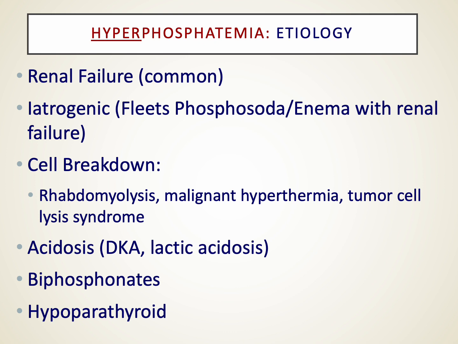For hyperphosphatemia, almost always this is related to renal failure, and we manage these with phosphate binders usually, but it could be related to something we do. For example, Fleet's enemas, phosphosoda enemas, have a lot of phosphate in them. We would want to avoid those in patients with renal failure. We could also have elevated phos in rhabdomyolysis or malignant hyperthermia, or as we talk about in the oncology block, tumor lysis syndrome. We also could see hyperphosphatemia in DKA, lactic acidosis, or with concurrent use of bisphosphonates, or folks who have hypoparathyroid states.